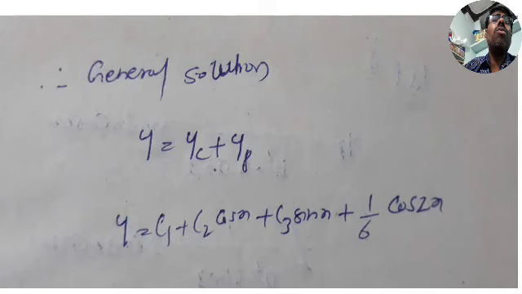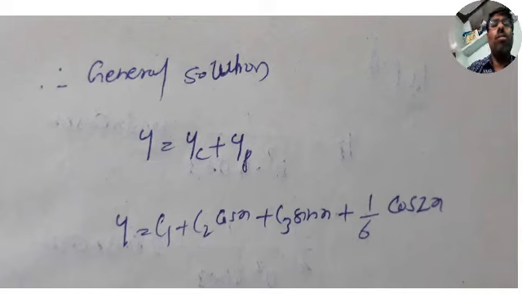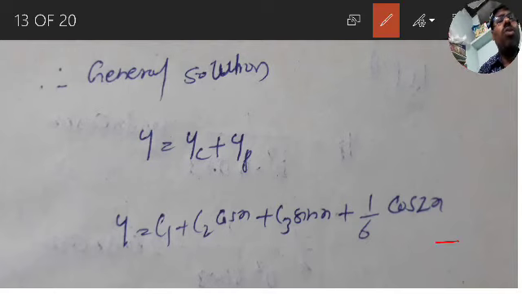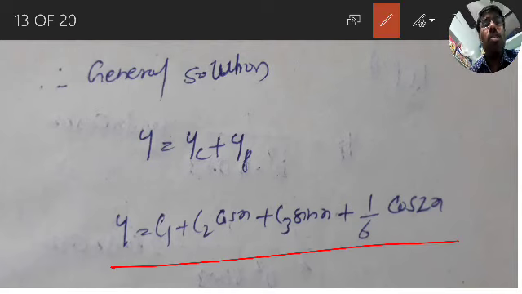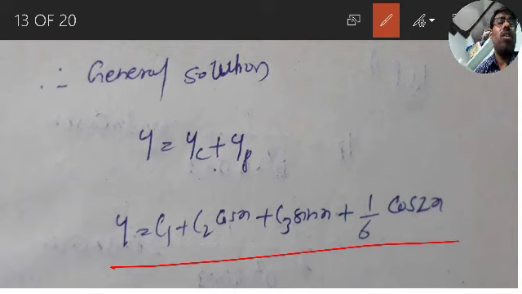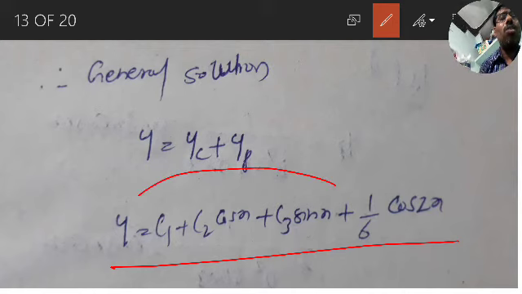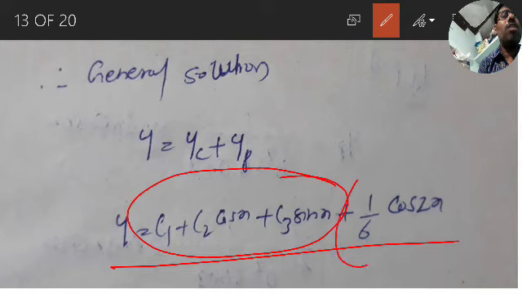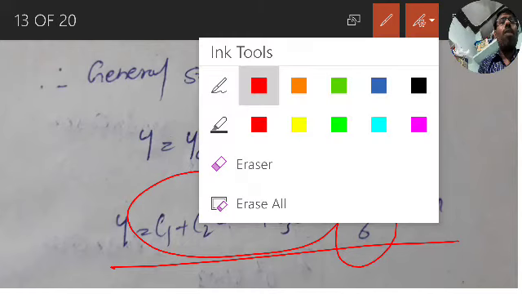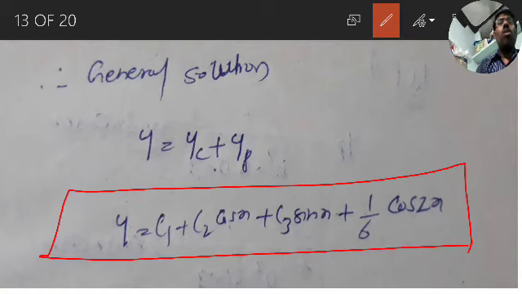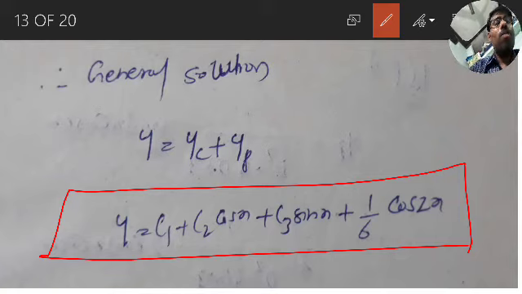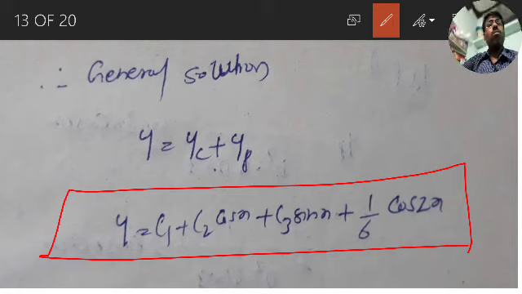Now the general solution of the non-homogeneous equation is yc plus yp. So what is yc? C1 plus C2 cos x plus C3 sin x. And what is yp? It is 1 by 6 into cos 2x. So altogether the general solution becomes y is equal to C1 plus C2 cos x plus C3 sin x plus 1 by 6 into cos 2x, where C1, C2, C3 are arbitrary constants and 1 by 6 is a particular constant. So this is the general solution we got for the non-homogeneous differential equation.